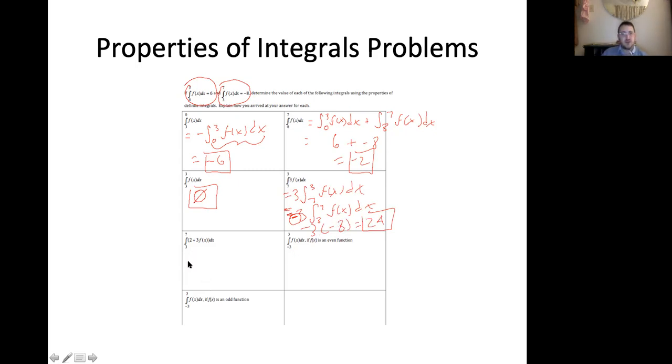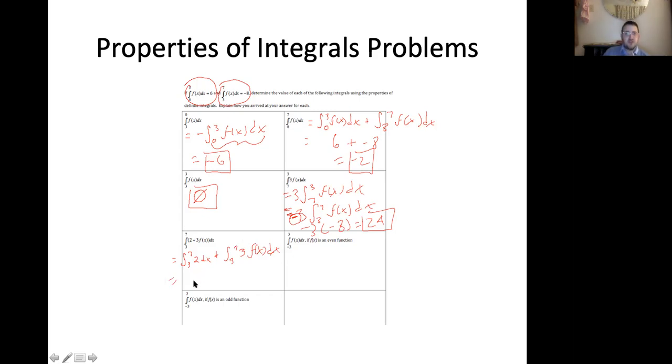All right, this one, we have an integral of a constant here. So I'm actually just going to separate this here. So I got 3 to 7 of 2 dx plus the integral of, I'm just going to pull out the integral, of 3 to 7 of 3 f of x dx.